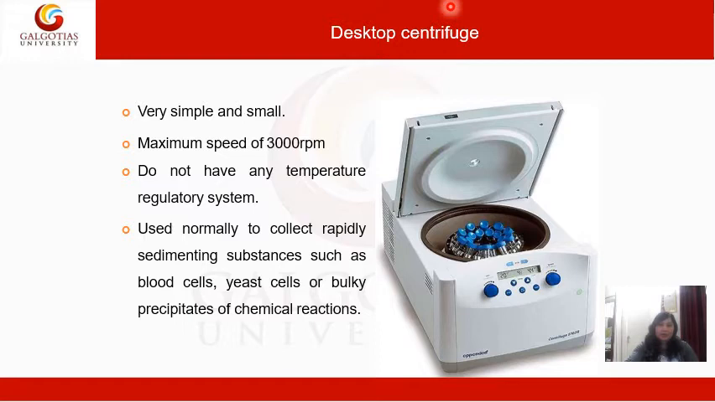Now, the desktop centrifuge. You can see here the picture of a desktop centrifuge. This is a simple type of centrifuge which is very small in size. The maximum rotor speed for this centrifuge is 3000 RPM. It does not have any temperature regulatory system and is generally used to collect rapidly sedimenting substances such as blood cells, yeast cells, or bulky precipitates of chemical reactions.